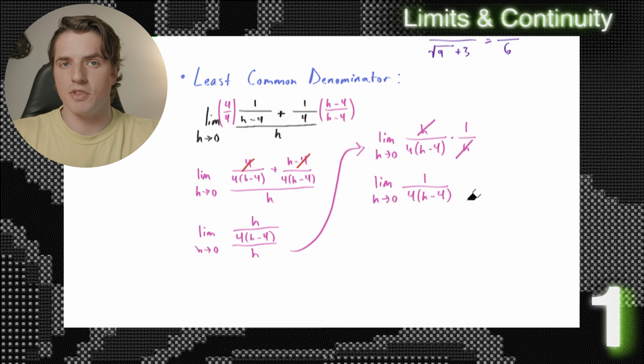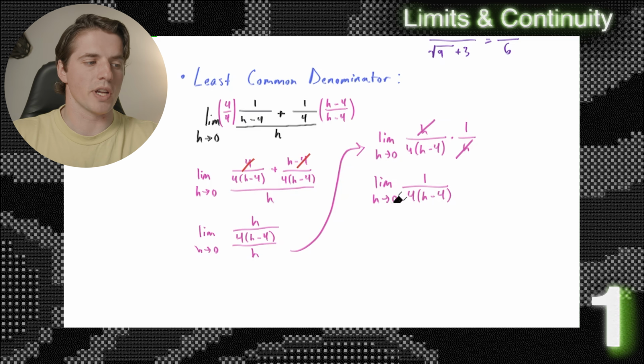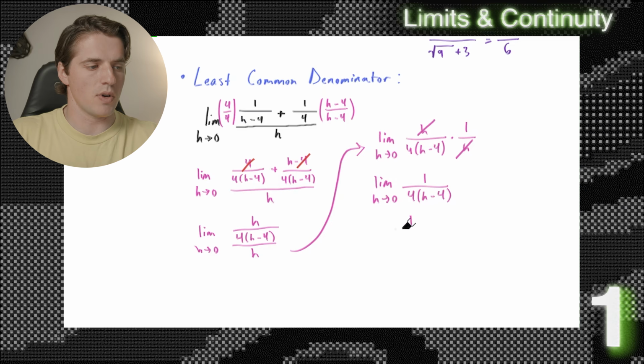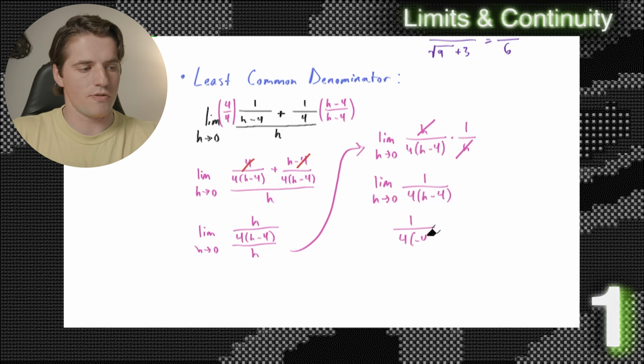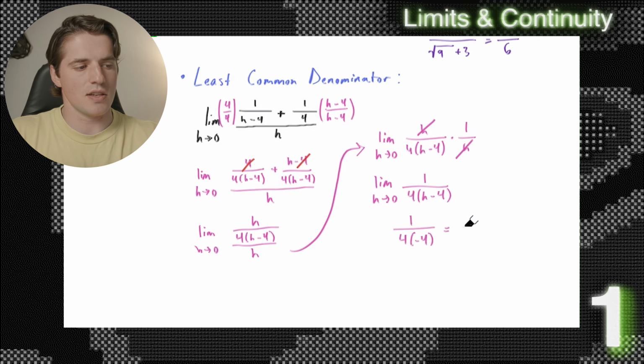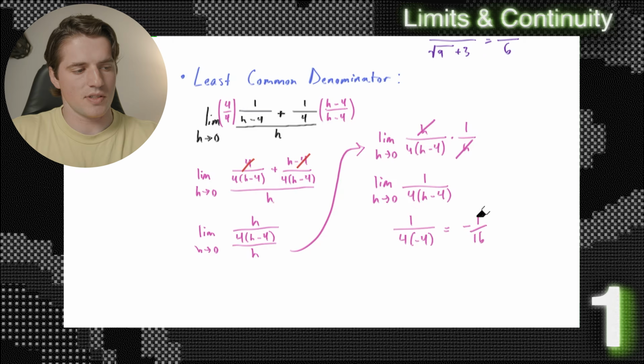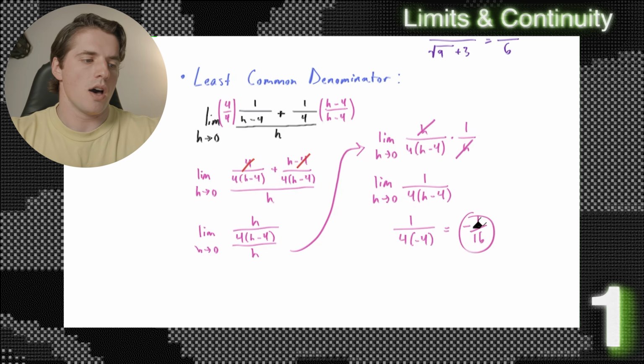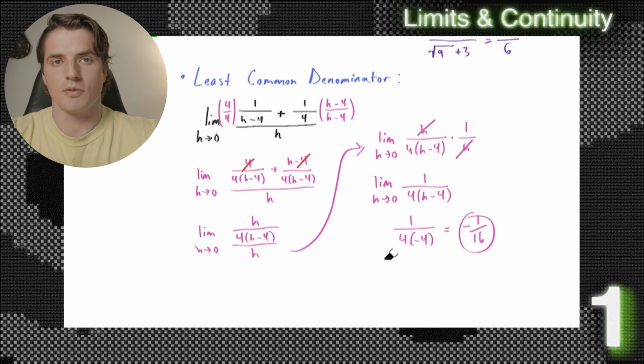Now we can just plug in via direct substitution. If we plug in 0 for h, we have 1 over 4 times negative 4, and this is equal to negative 1 over 16. And so our limit would be negative 1/16. Here are the most common methods for reorganizing a rational function in order to find its limit so that we can eventually use direct substitution.